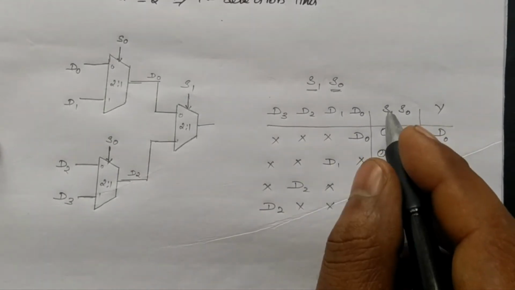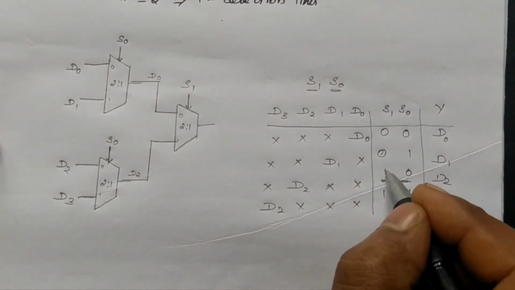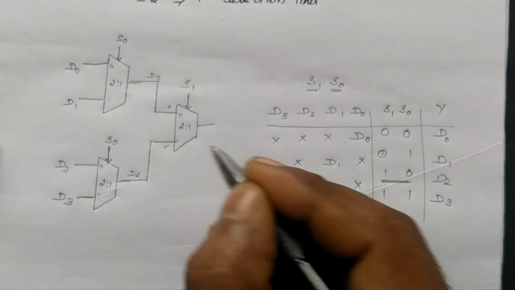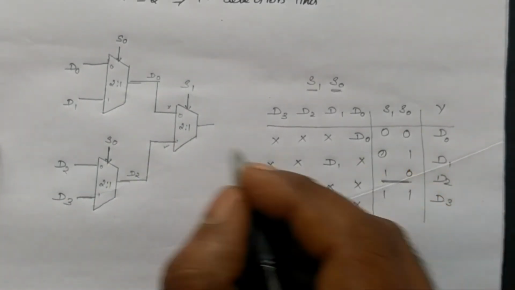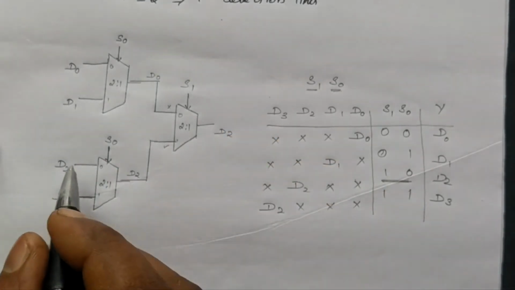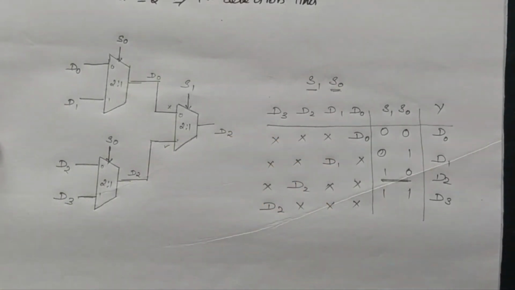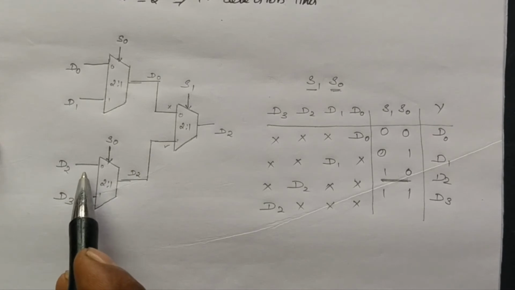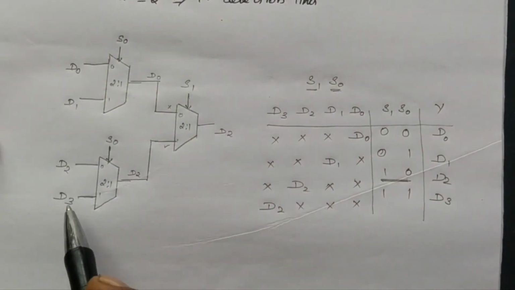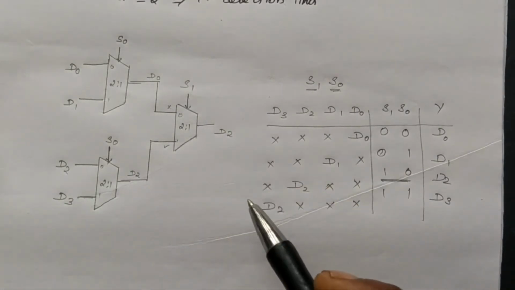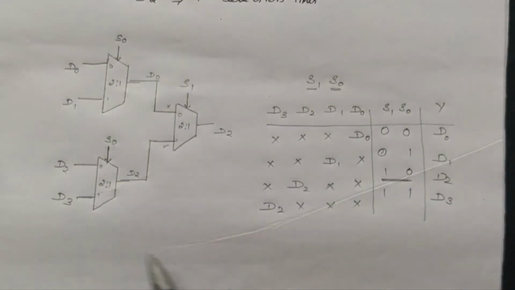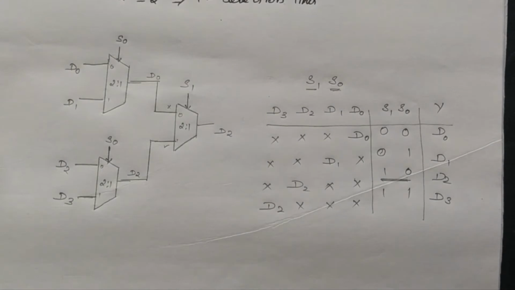Now we are checking the second selection line. Here the second selection line is 1. If the input is 1, this input is blocked and this input is allowed to transfer to the output. Therefore, at the output we will get the data of D2. It may be 0 or 1 or continuous inputs of zeros and 1s, but if there is any change in the other inputs, it won't be transferred to the output. So D2 is transferred to the output. This is the implementation of 4:1 MUX using 2:1 MUX.